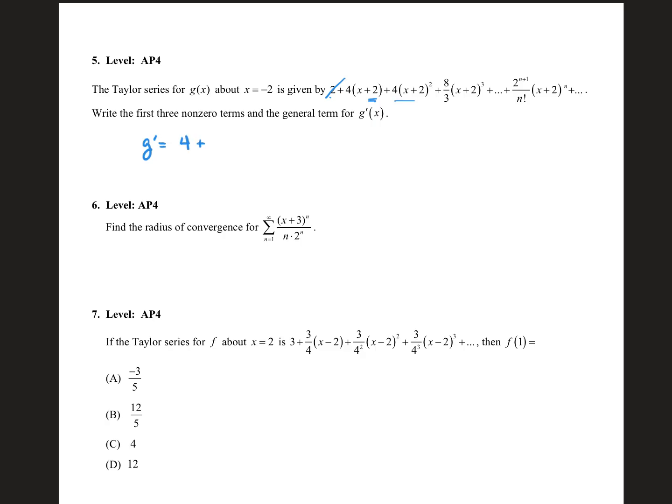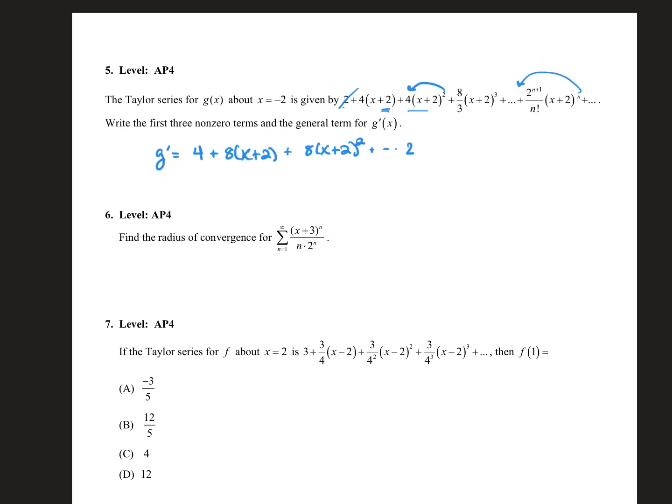And then here you're going to do power rule, 8 times (x plus 2). And the next one would be 8 times (x plus 2) squared. And then we go all the way down to, we're going to bring that n out in front. So we're going to have 2 to the n plus 1 times n divided by n factorial over (x plus 2) to the n minus 1.